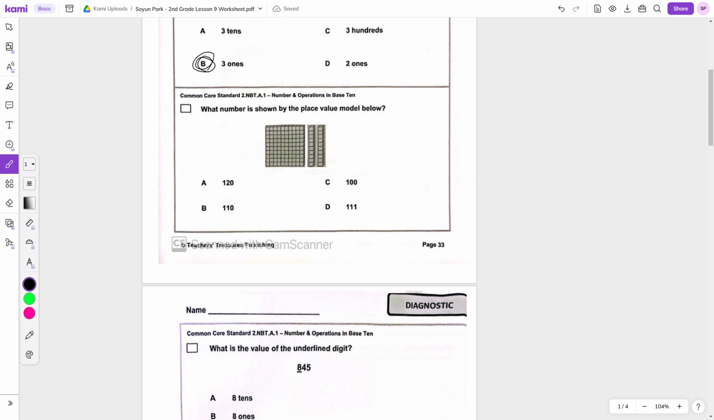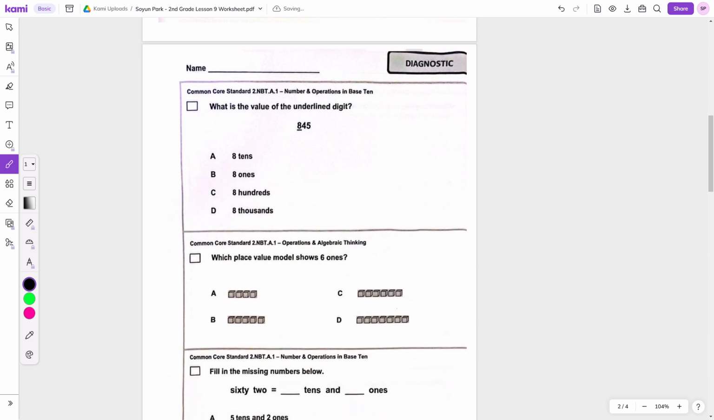What number is shown by the place value model below? So this whole piece has 100 small blocks, and then like what we did on the first question, this line has 10 blocks, right? And then there's 1, 2 lines, so times 2, which will be 20. And then 100 plus 20 will be 120, right? So it'll be A.